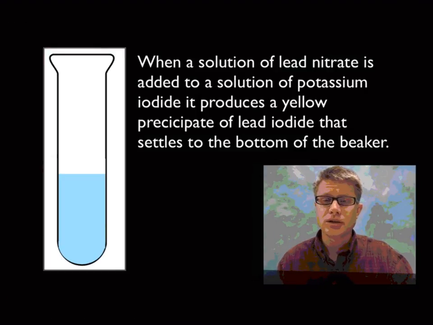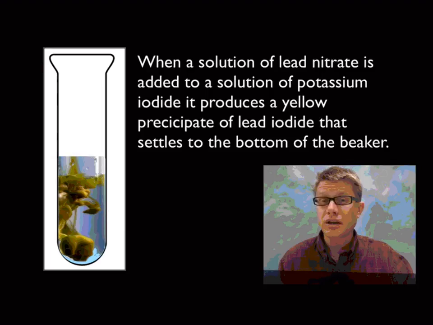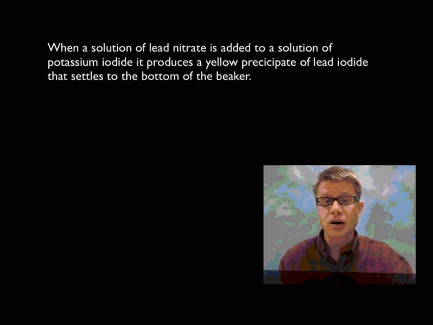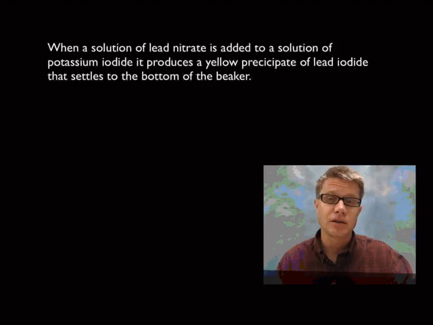In this reaction, we're taking lead nitrate, which is clear, and adding it to a solution of potassium iodide, and it produces a yellow precipitate. What we're getting is a solid that comes out of that. I could observe that, I could know what those chemicals are, and then I'm going to write it out. So we've got a solution of lead nitrate, a solution of potassium iodide, and it's making a yellow precipitate of lead iodide that settles to the bottom.